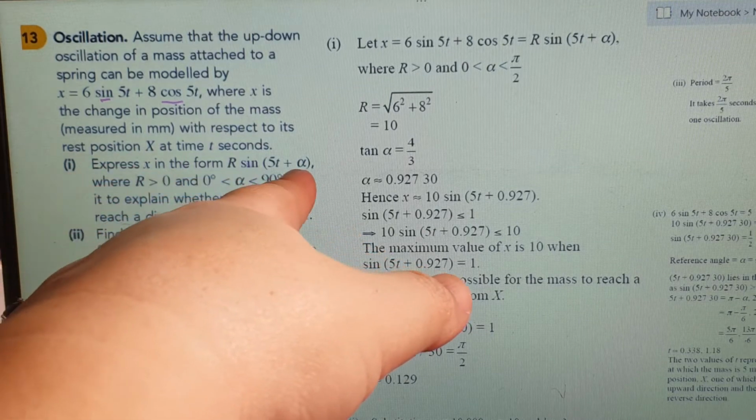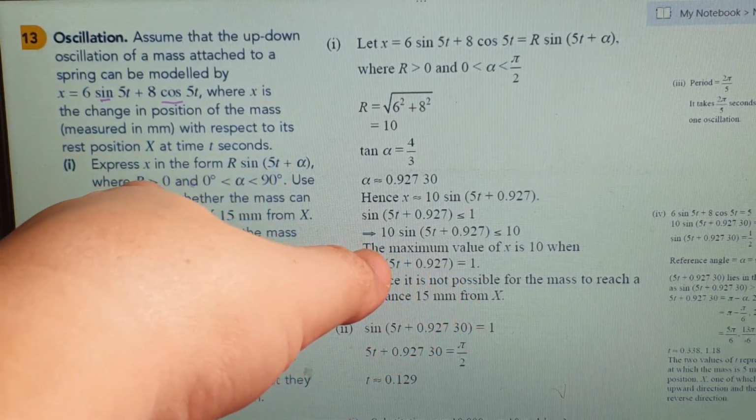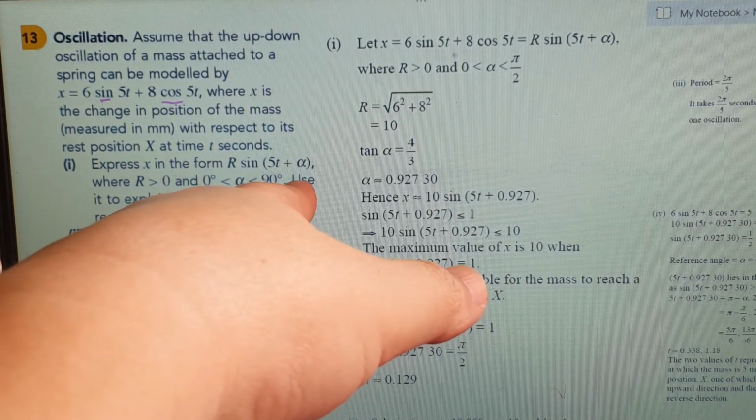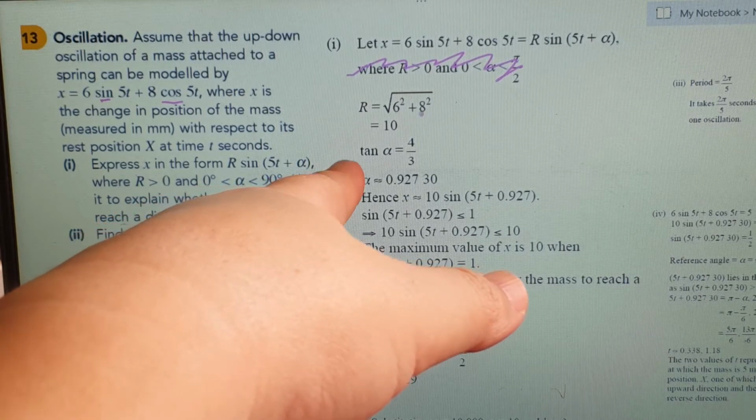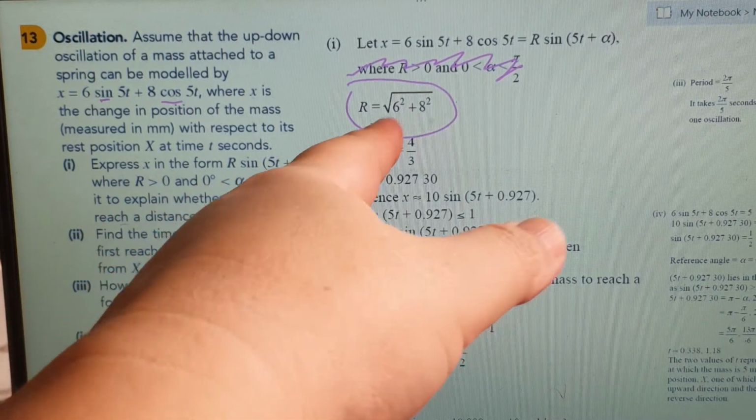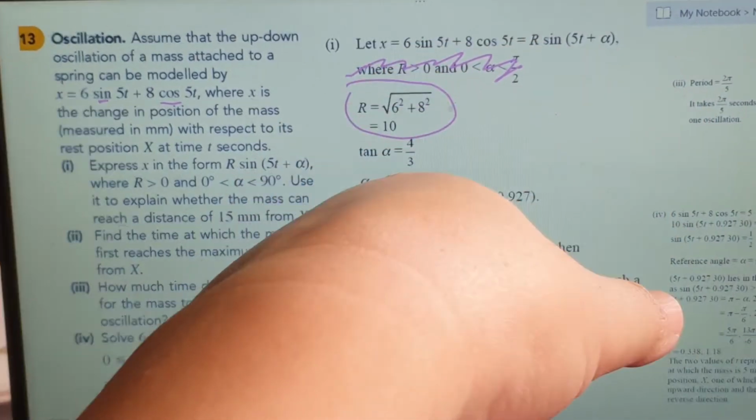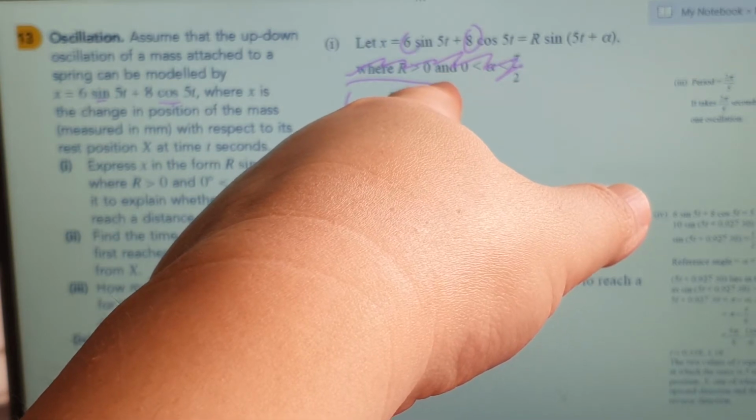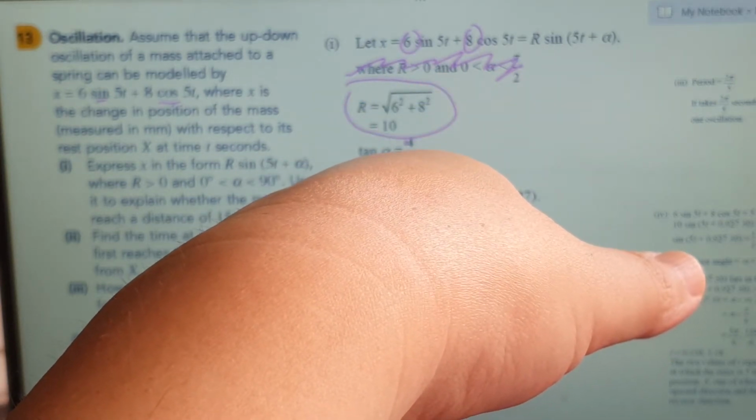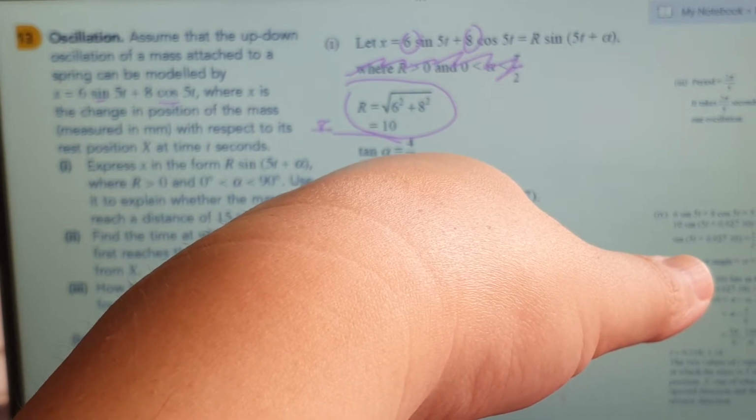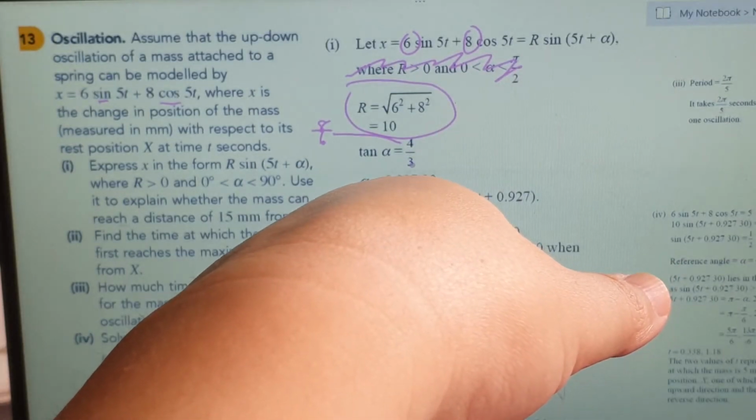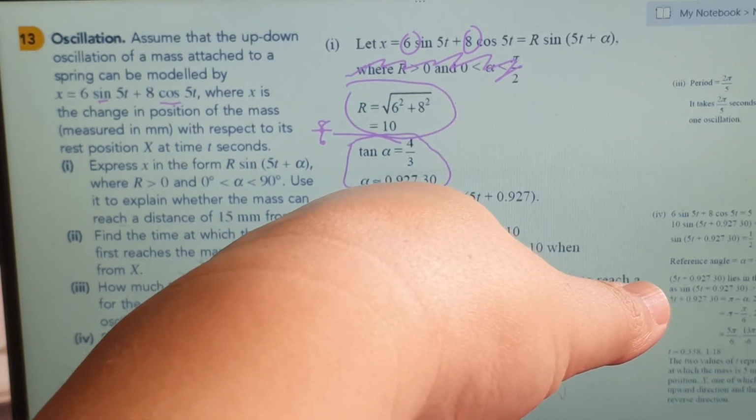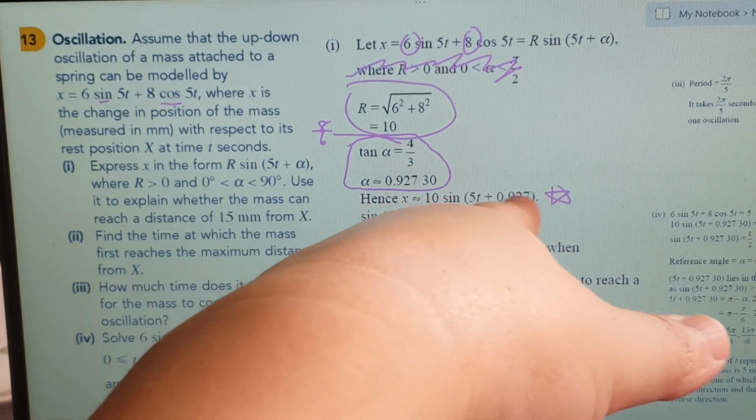So express, now we talk about the R formula already. Use it to explain whether the mass can reach a distance of this. So we let this be this. This one no need to do. Then you find this. I think this one you should be very familiar. Then to get this alpha, it is actually the second one over the first one. So actually down here, before this step, it's 8 over 6. Then simplest form is 4 over 3. Then you inverse tangent it, you will get this. Okay, so this is your R formula.